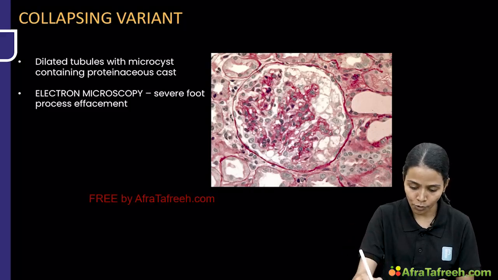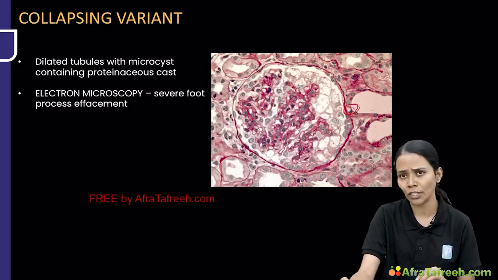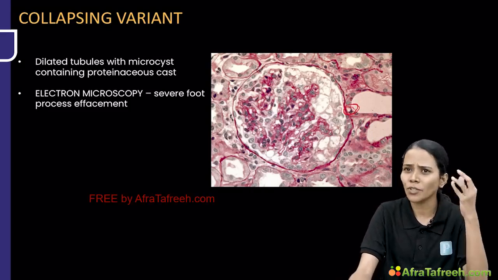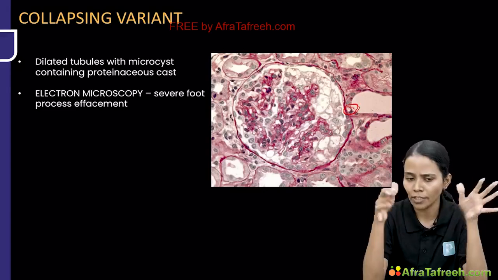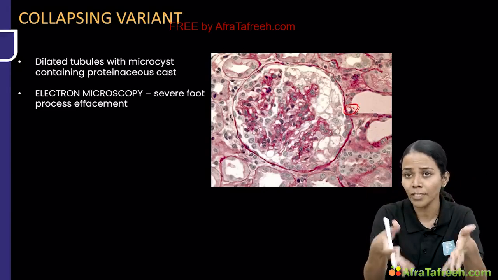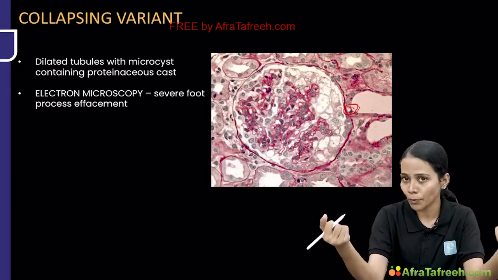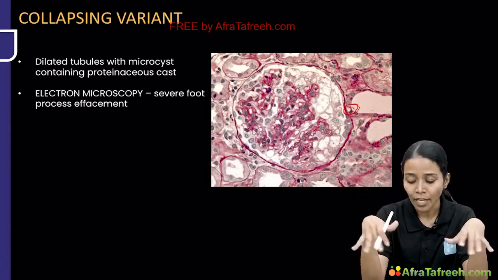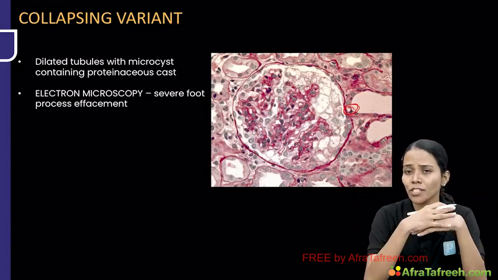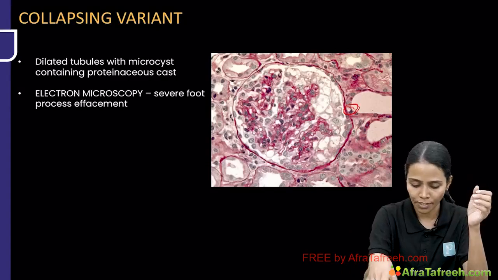So what happens? The tubules that are there are also dilated and they have some microcysts and they'll contain proteinaceous casts, because what is going to happen? All the proteinuria is going from the glomerulus into the tubule, right? So the tubule will reabsorb this protein and cause some casts. Okay. And electron microscopy will show severe foot process effacement.